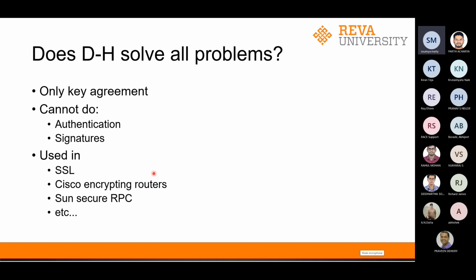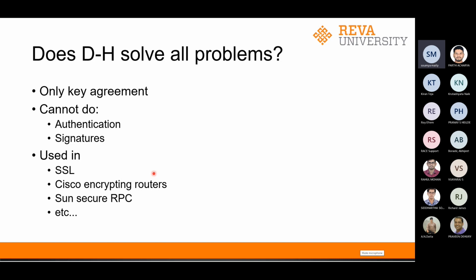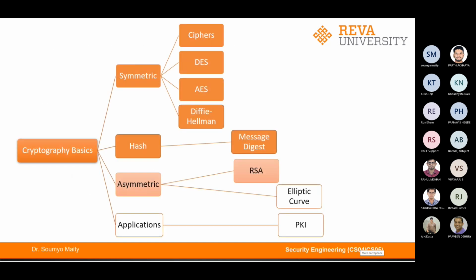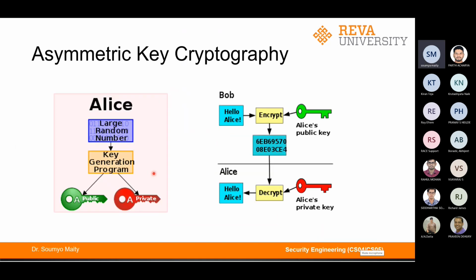In fact, Sun has secure RPCs, like Sun computers. I do not know whether you have seen that. It was there long back when cloud was not there. Sun systems were very popular. Sun Solaris. Okay, so now Diffie-Hellman is also clear for us.